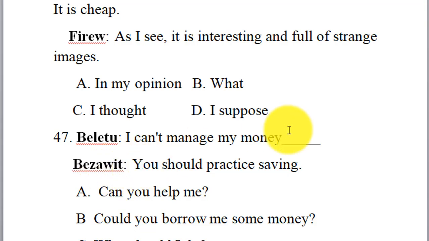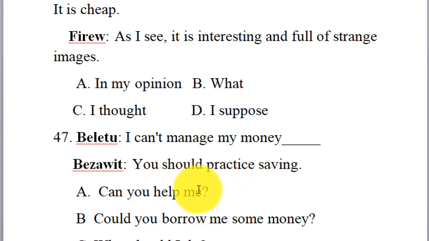I can't manage my money, blank. You should practice saving. Could you help me, please? If she asks, could you help me, is it really an appropriate response? If she asks such kind of question, can you help me? No, I can't. Yes, I can.